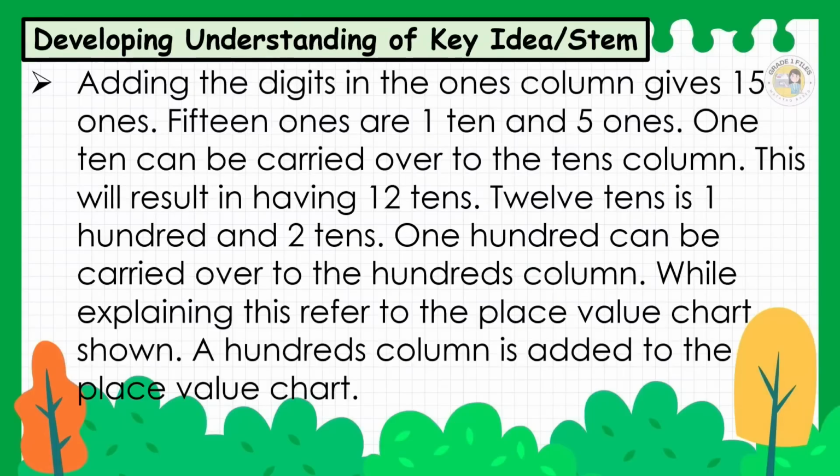Adding the digits in the ones column gives 15 ones. 15 ones are 10 and 5 ones. 10 can be carried over to the tens column. This will result in having 12 tens. 12 tens is 100 and 2 tens. 100 can be carried over to the hundreds column. You may refer to the chart on the next slide. A hundreds column is added to the place value chart.